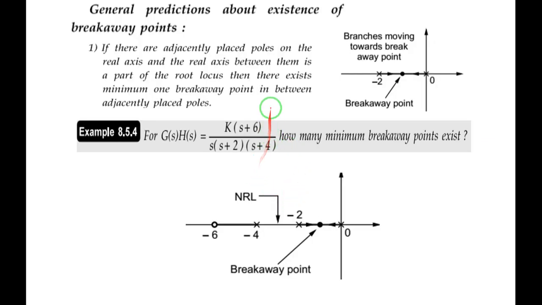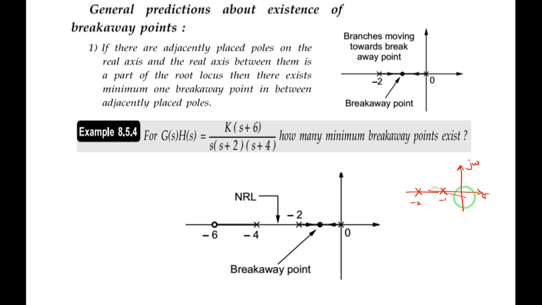Okay, here there are some general predictions about where the breakaway point exists. There are three cases here, and we'll try to understand these three cases. Suppose I have the S plane, with sigma and j omega. If there are two adjacently placed poles, let me take these two at -1 and -2. We call them adjacently placed poles because in between them there are no zeros or any complex conjugate poles.